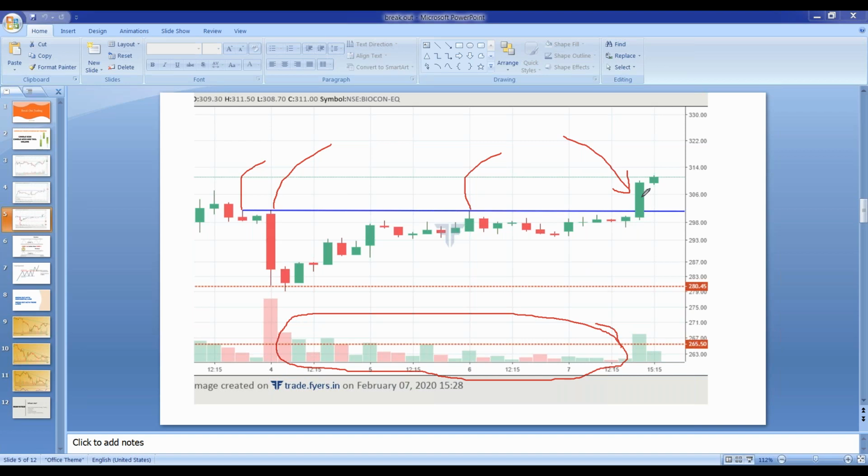So now see this. This is the big candle. Then again, volume is on a higher side. So whenever these things are happening, we say that this is the breakout which is going to happen, and we can trade this breakout. Now talking about breakout, I have shared one image a few days back. I am sharing again in here as well.